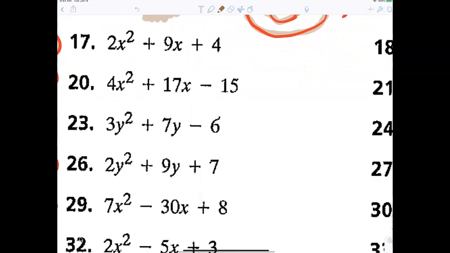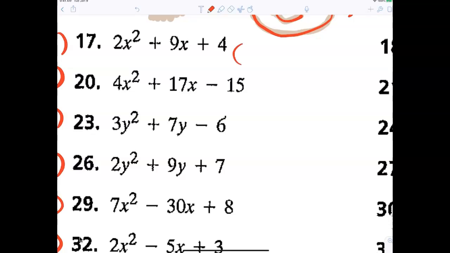Again, what's the only way I can make 2x squared? 2x and x. What are the middle factors of 4? 2 and 2. Is it possible that it's 2 and 2? No, because there would be no place to put a factor here. Because if I put 2 there, we'll have a common factor, and I said it can't be there. So I know right off the bat it's not 2 and 2. It must be 4 and 1.